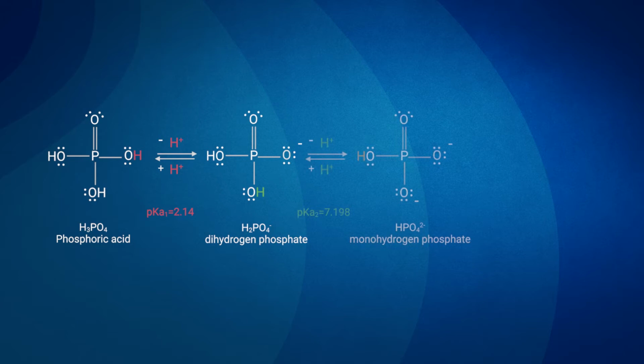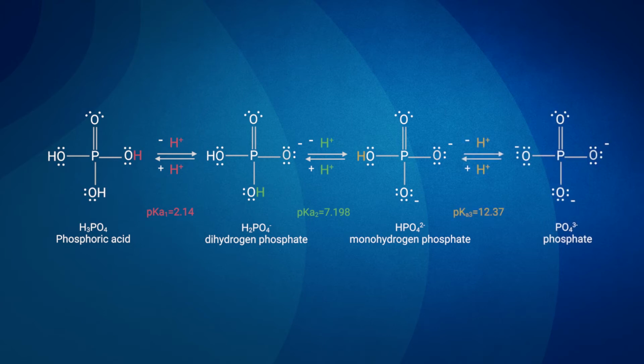In the second proton dissociation reaction, dihydrogen phosphate becomes hydrogen phosphate, or HPO4 2-, which is a bivalent ion. The pKa for this reaction is 7.2. The third proton dissociation reaction converts hydrogen phosphate into phosphate, PO4 3-, a trivalent ion. The pKa for this reaction is 12.37.